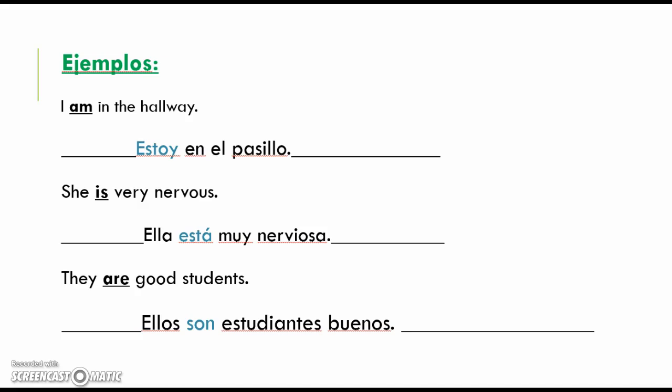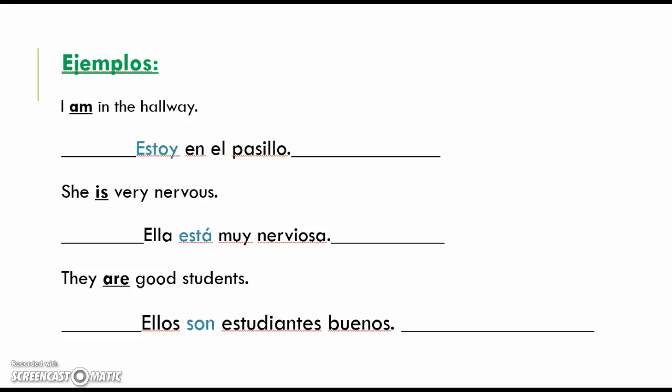Ahora las respuestas. I am in the hallway, estoy en el pasillo. That's where I am, so I'm going to use the verb estar. She is very nervous, ella está muy nerviosa. That's how I'm feeling, so I use the verb estar. Those are two examples of things that are very simple and easy to change. My location and how I'm feeling are both in my control, and I can change those easily.